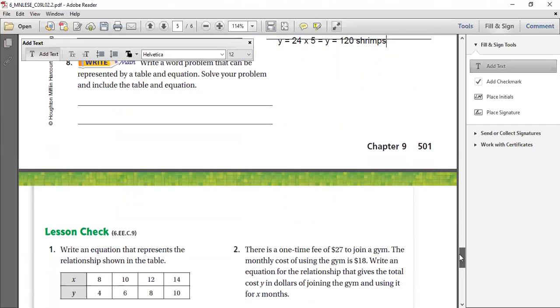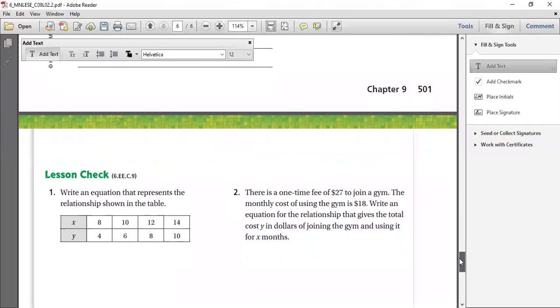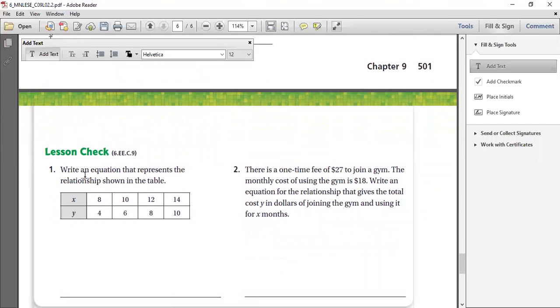Okay, now again, moving on. Okay, this was easy. Write an equation. You have to find out the equation. So your answer is going to be y is equal to x.